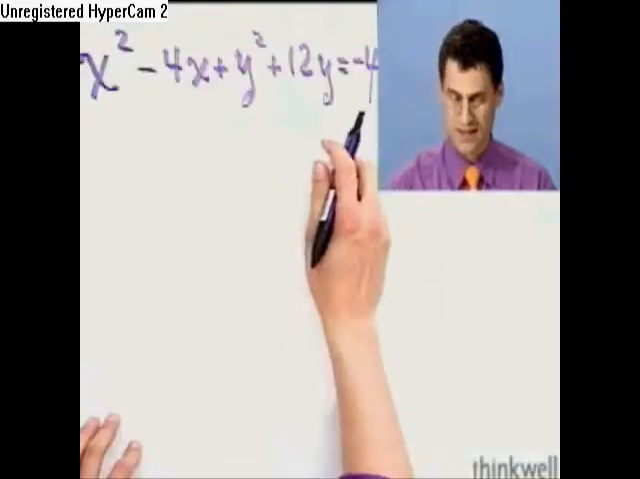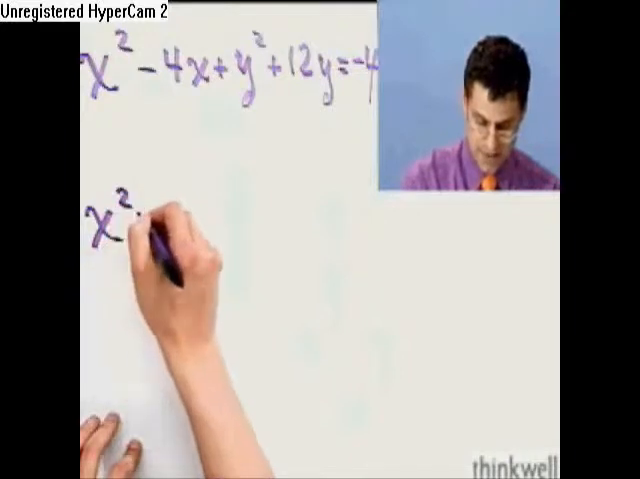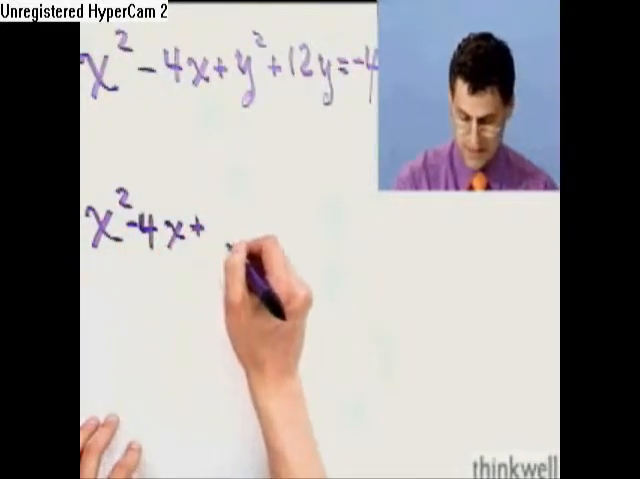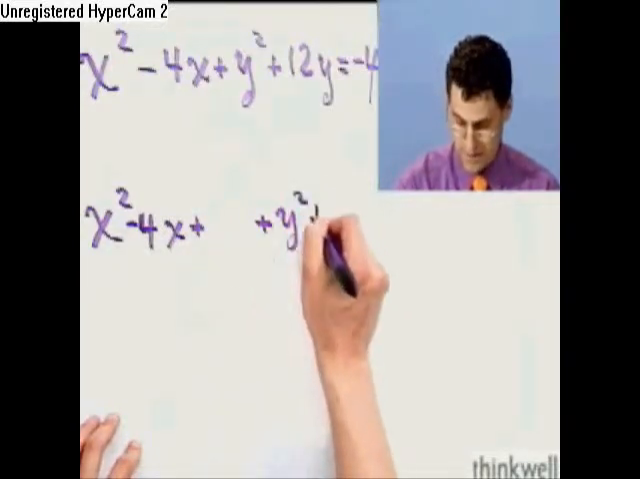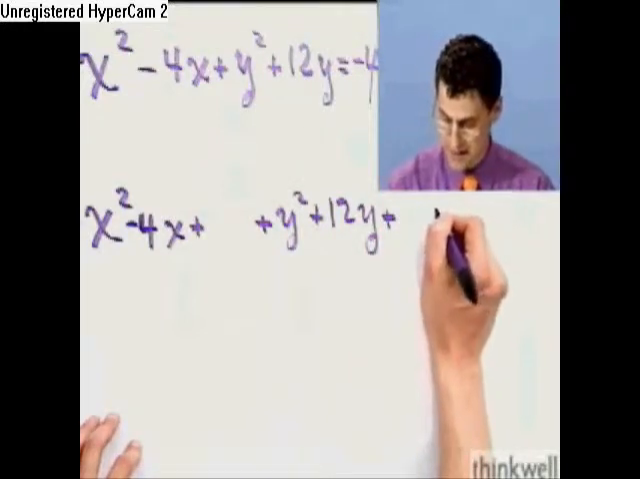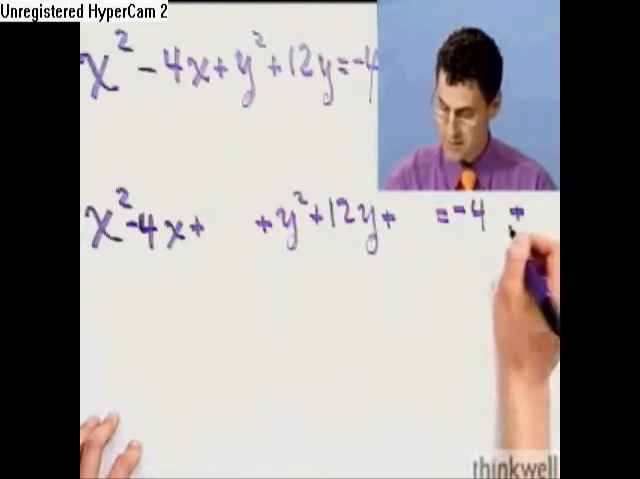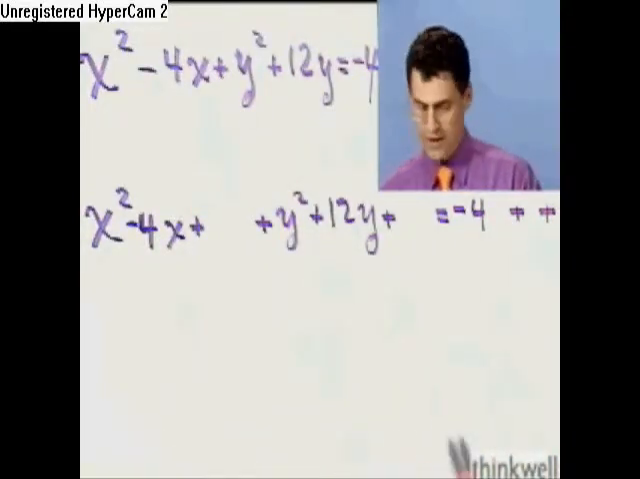Okay, well, we have to do some completing the square here. So I already have the constant on the right-hand side, which is good. So what I'm going to do now is write this out as x squared minus 4x, and then plus, and I'm going to leave a little space there. And then I've got plus y squared plus 12y plus, and I'm going to leave a little space, and then I have equals minus 4, and then a plus, and then a plus. Okay, what do I add in here?